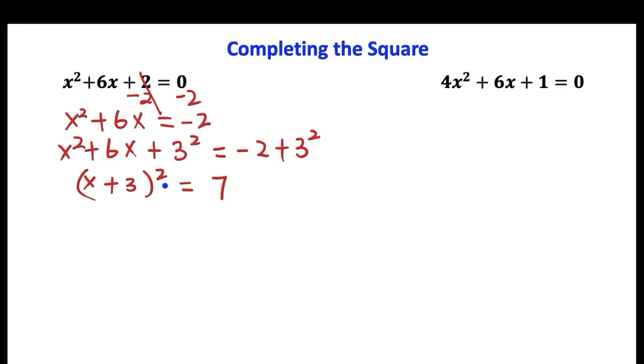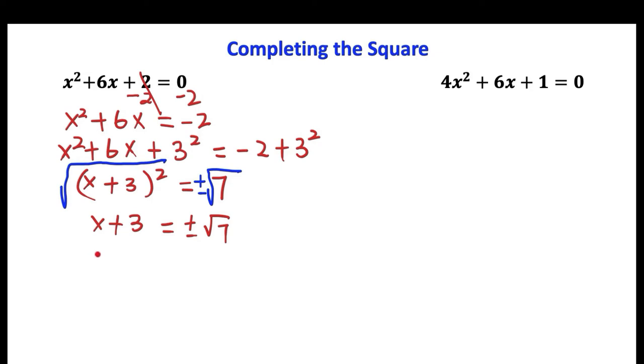So we have a square on the left side. We need to solve for the x. We need to do the opposite of square, which is square root on both sides. But on the right side, we're supposed to have positive or negative. So on the left side now, we have x plus 3 because square and square root cancel out. On the right side, we have a positive or negative square root of 7.